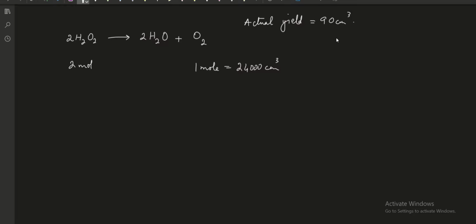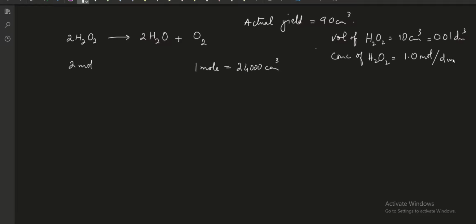All right, in the question we were given the volume of H2O2. It was given to be 10 cubic centimeter, and if you change it to decimeter cube, it would be equal to 0.01 cubic decimeter. The concentration of H2O2 was given in the question. It was 1.0 moles per decimeter cube.